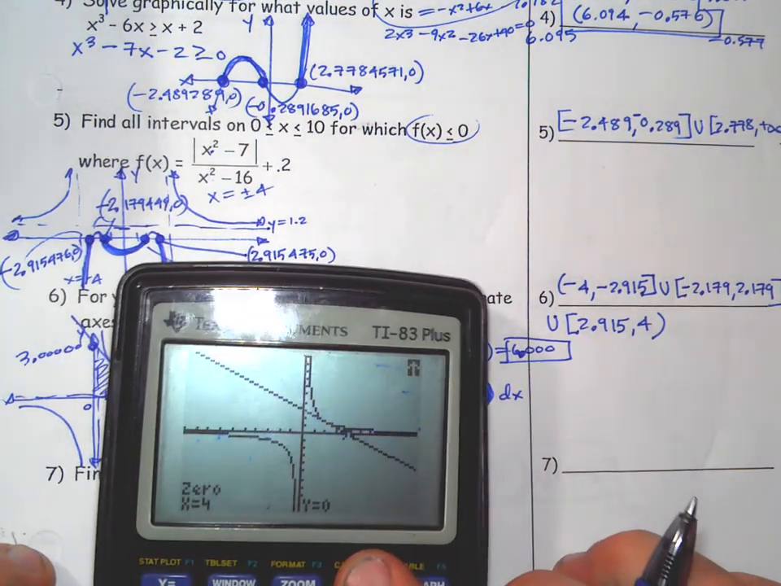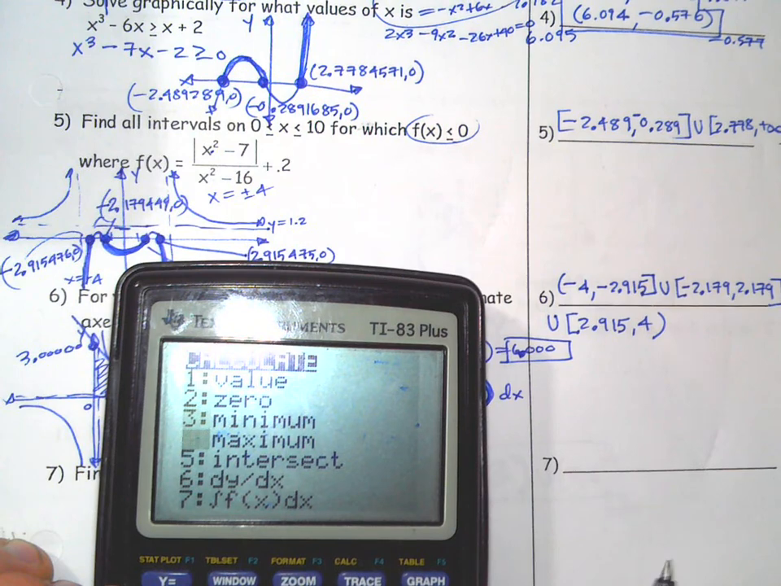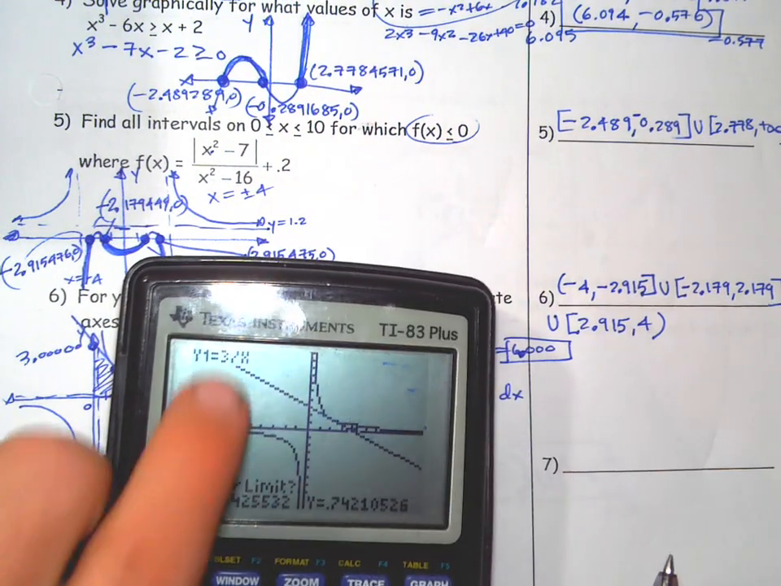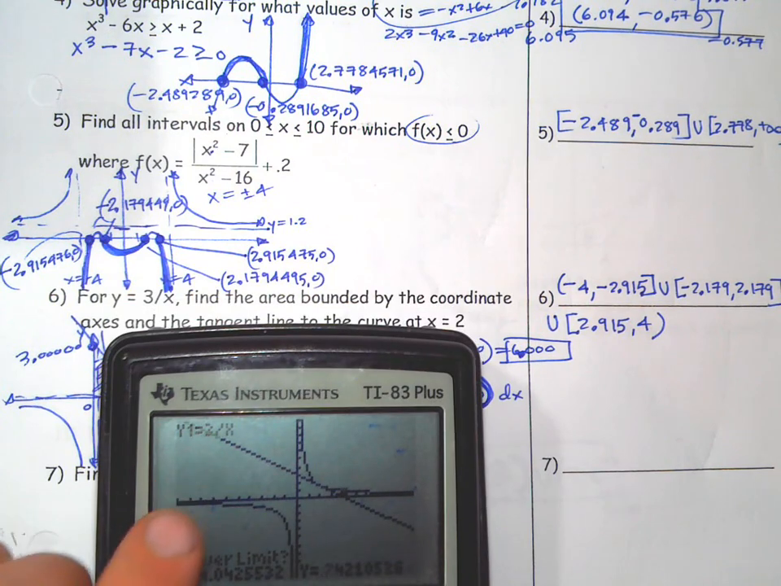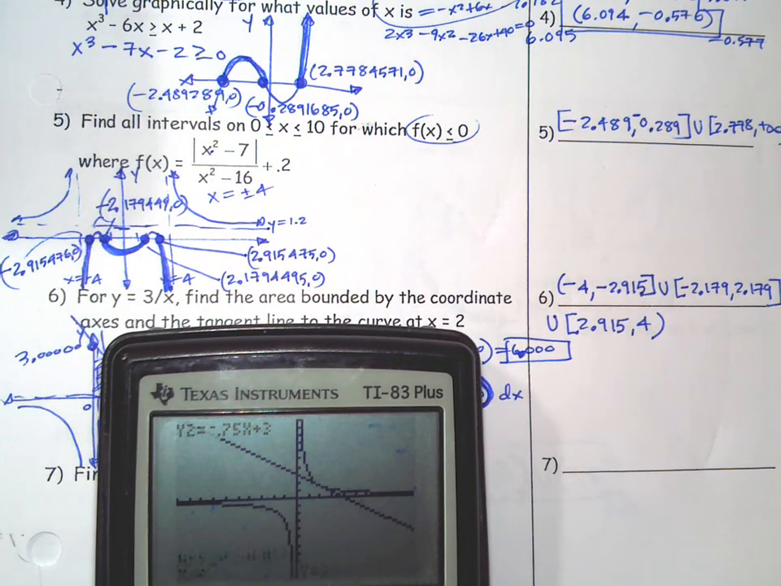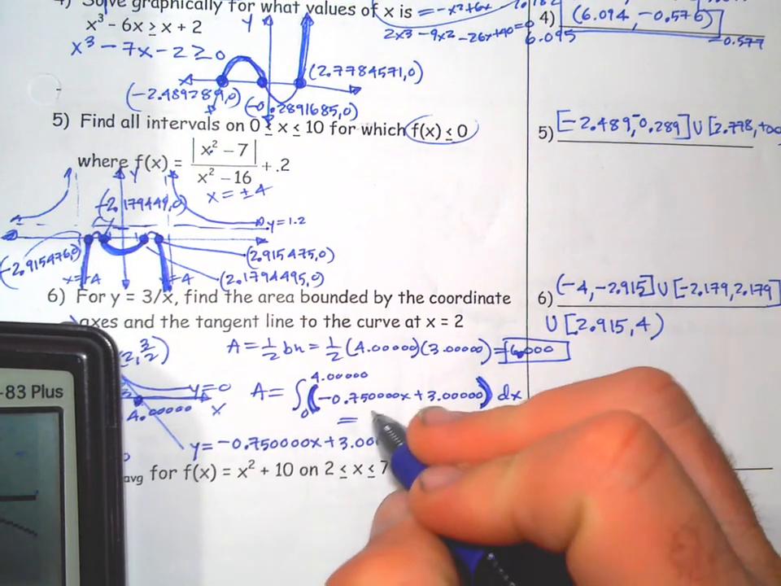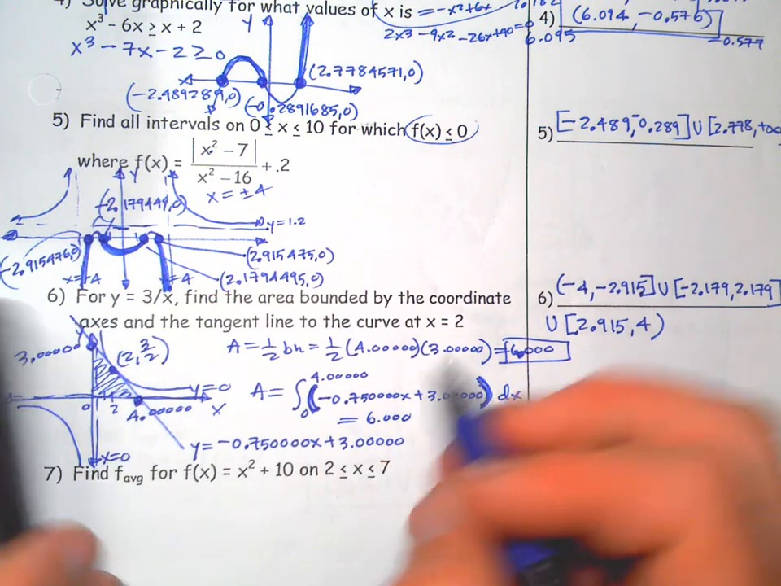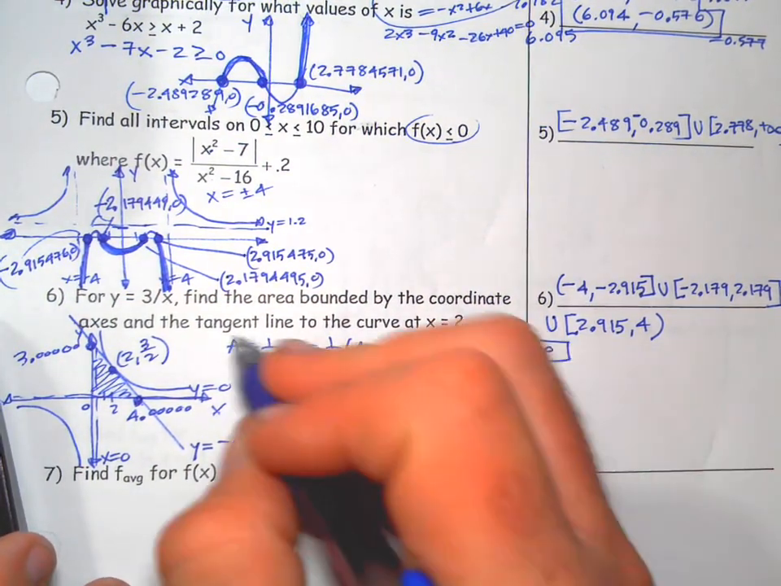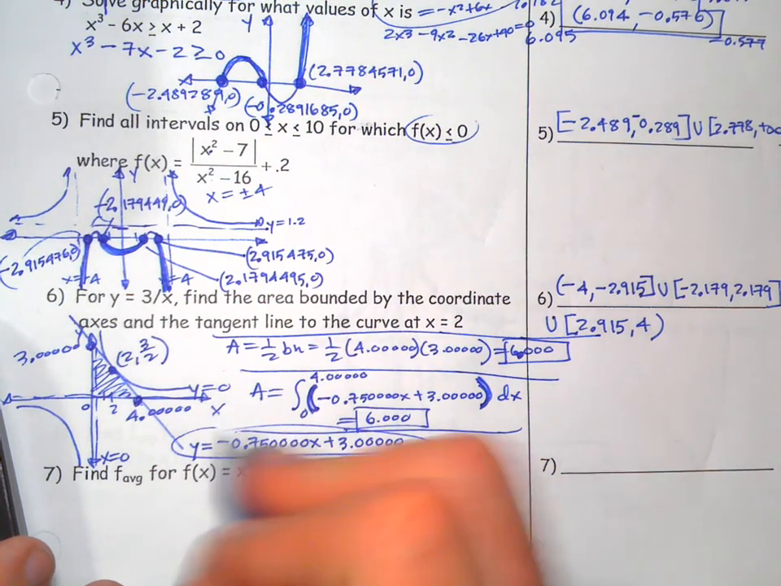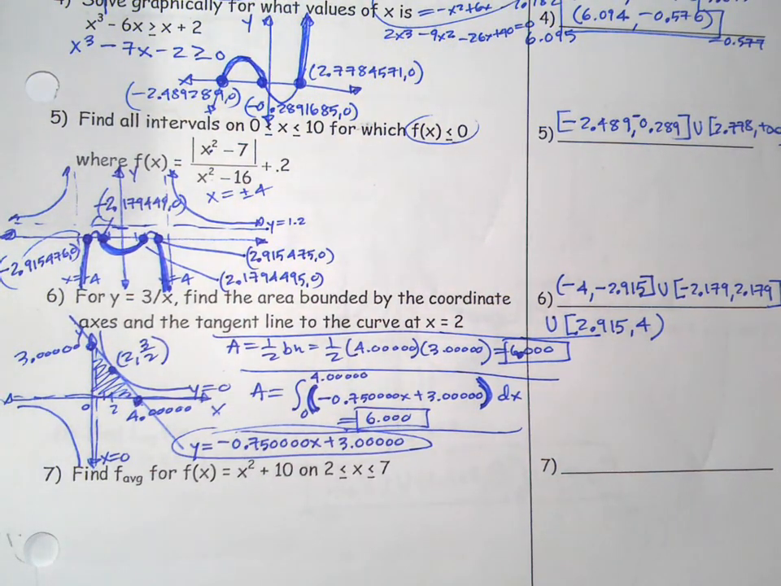So we do second calc number 7. And again, you want to make sure you're selecting the right function. I don't want to integrate 3 over x. I want to integrate the line. And you type the limits in, 0 to 4, shades it, gives you a value of 6.000. 3 decimal accuracy, round or truncated. So you can do it like that. You do it like that. But you definitely need the equation of the tangent.